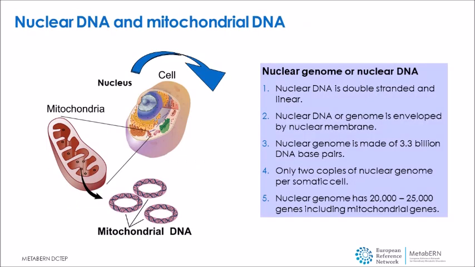The main characteristics of the nuclear genome is that the double-stranded DNA is a linear structure surrounded by an envelope or membrane. The nuclear genome is very large, as it is made of more than 3 billion DNA base pairs, but there are only 2 copies of the nuclear genome per somatic cell. The nuclear genome has about 25,000 genes, including mitochondrial genes coding for subunits of the mitochondrial respiratory chain.